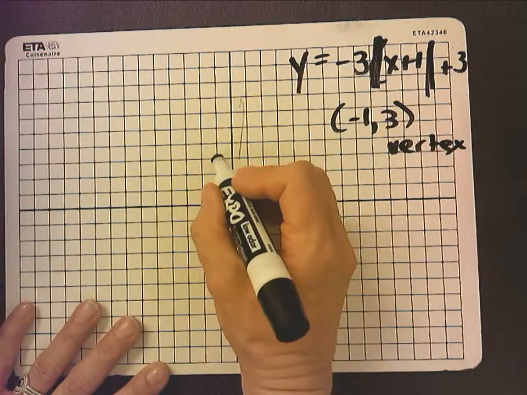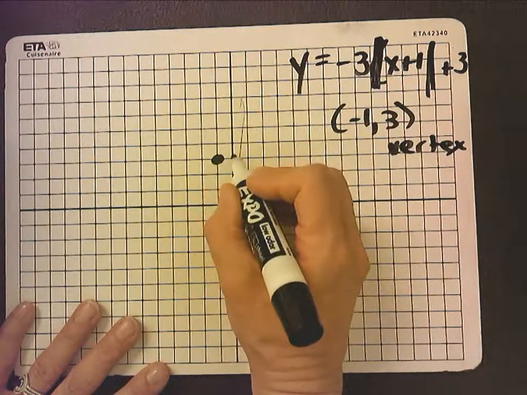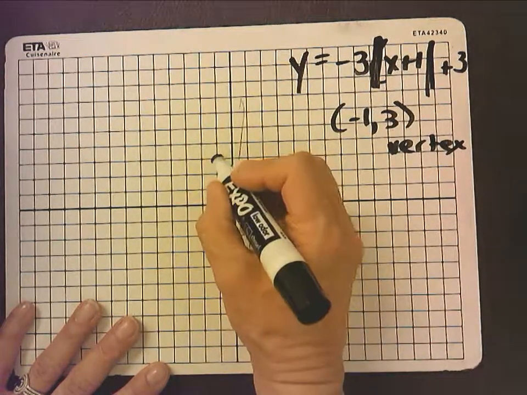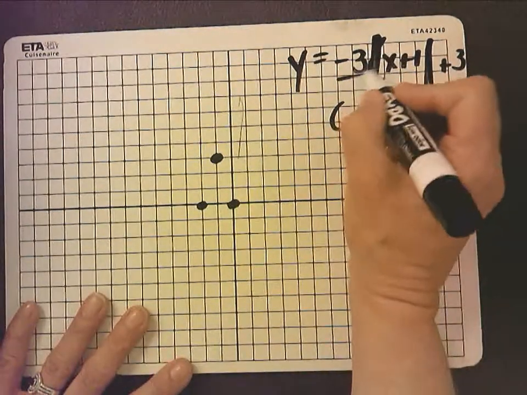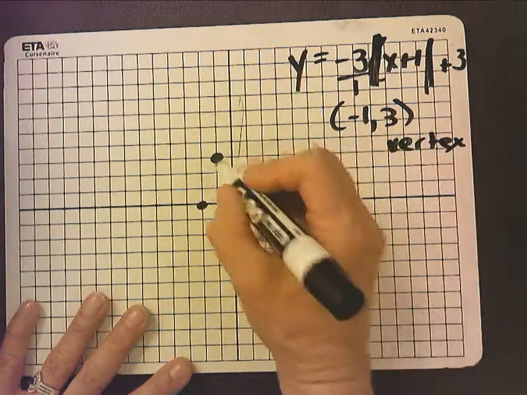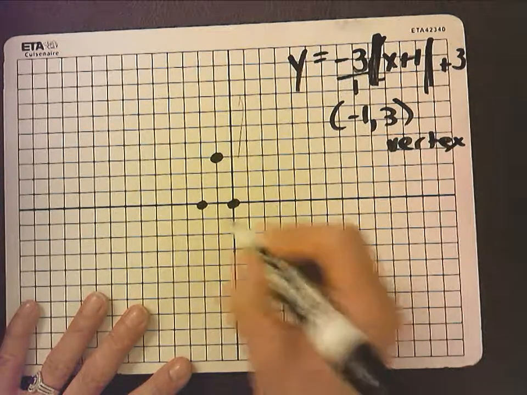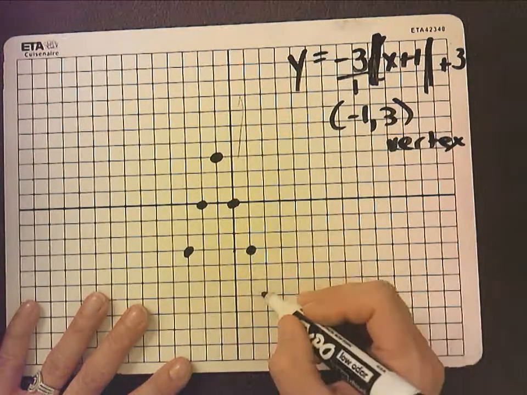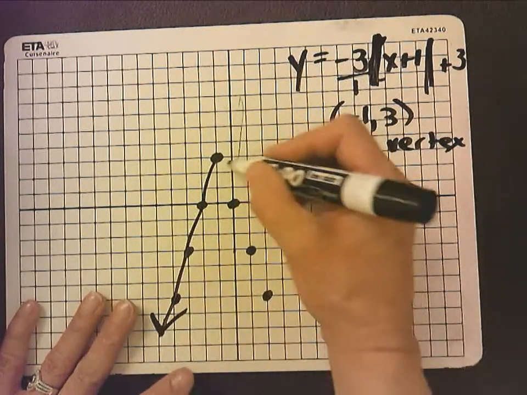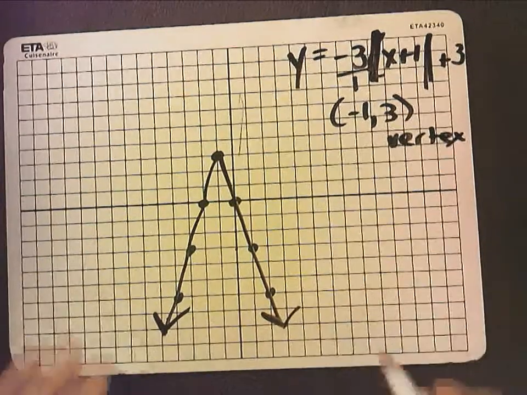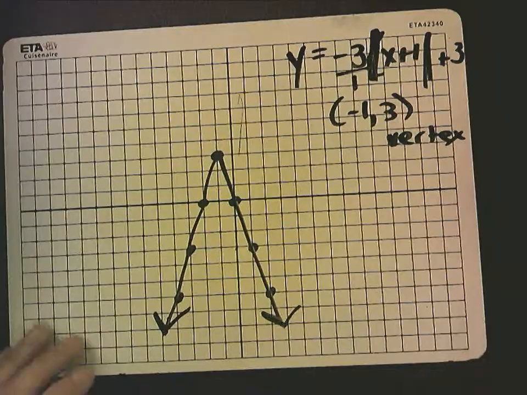Then we go over 1, up 1 times negative 3. So that means I go over 1, down 3. Or, even better, think of it as a slope, negative 3 over 1, down 3 over 1 in both directions. And this is a reflection and a stretch, and we start at the vertex. Okay?